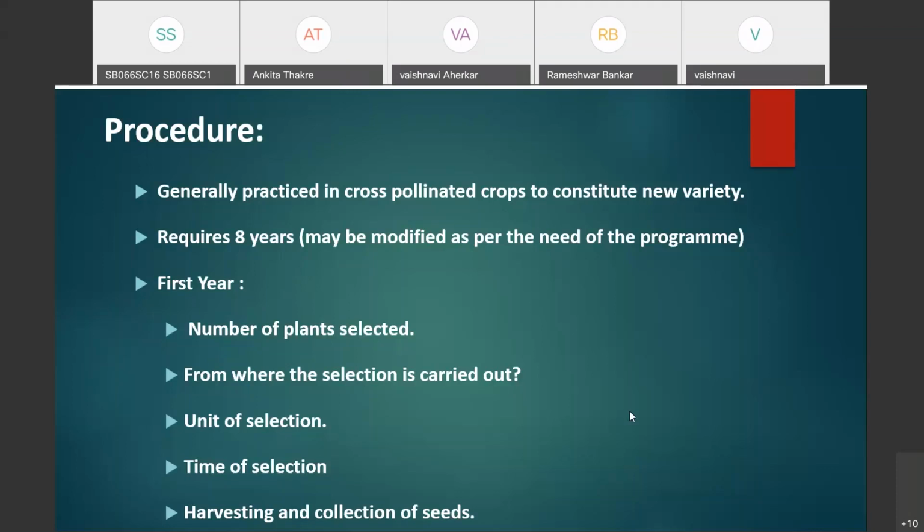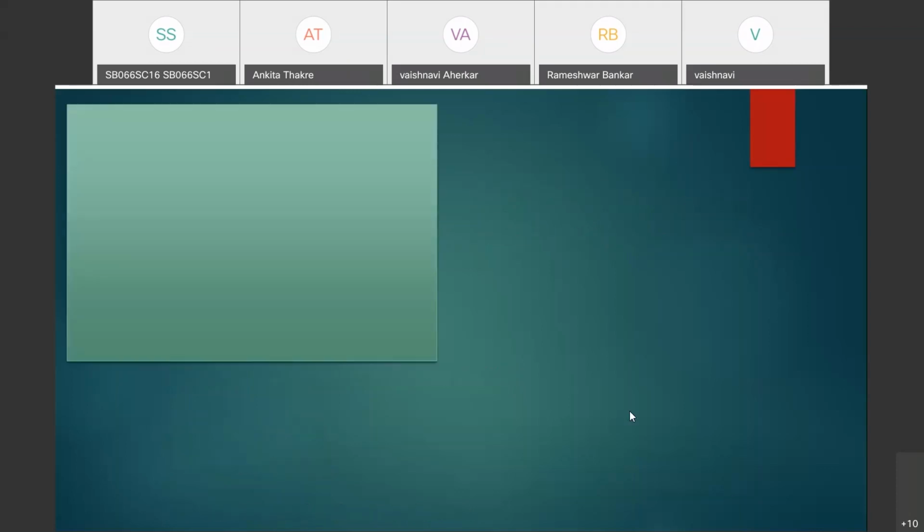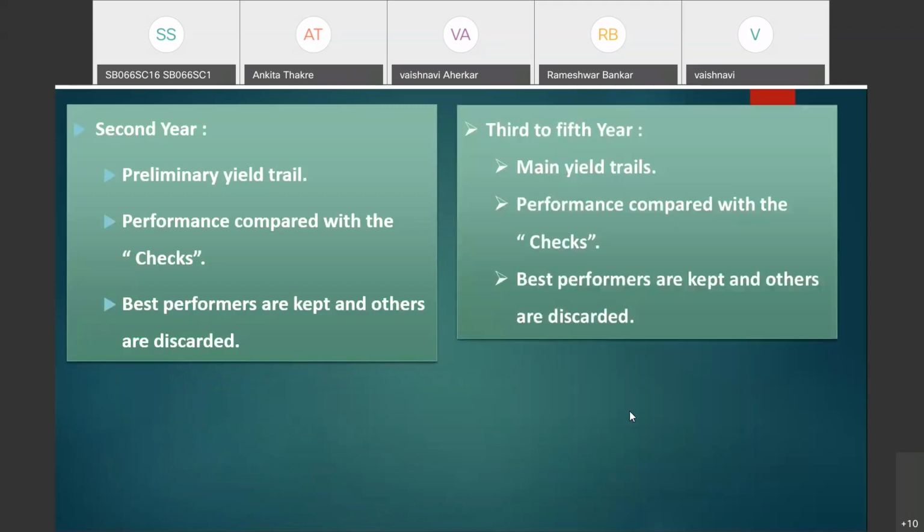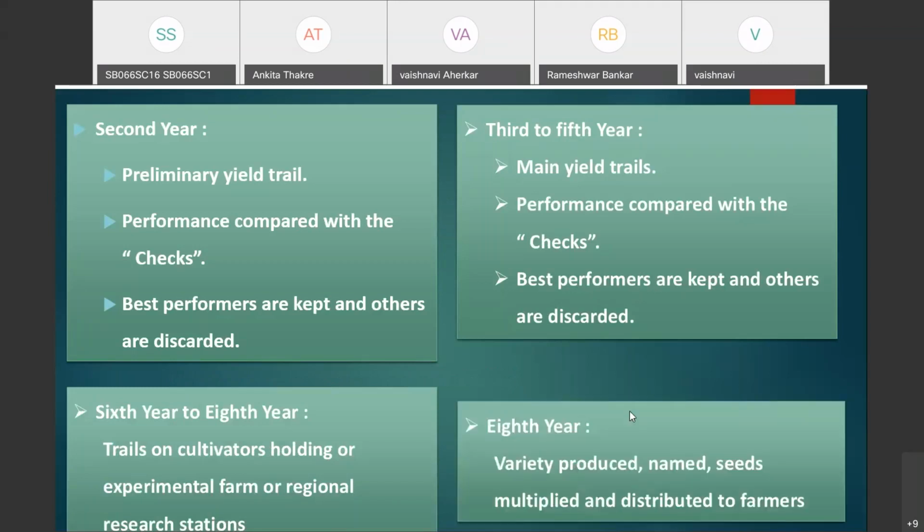The process takes about 8 years to develop the new variety. We have discussed in detail all the activities used in the first year, second year, then third to fifth year, then sixth to eighth year, and lastly in the eighth year the strain which performs better than the existing superior variety is released as a new variety. We have discussed in detail the field technique which is used for mass selection.